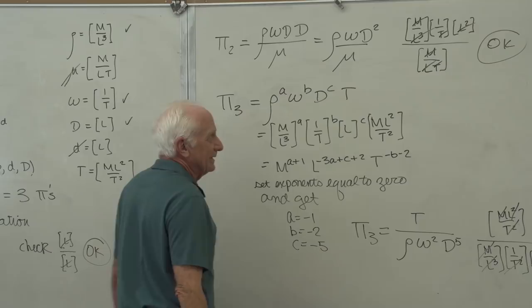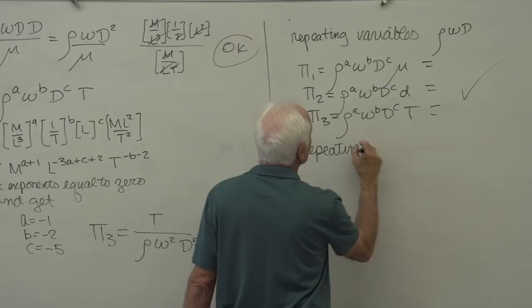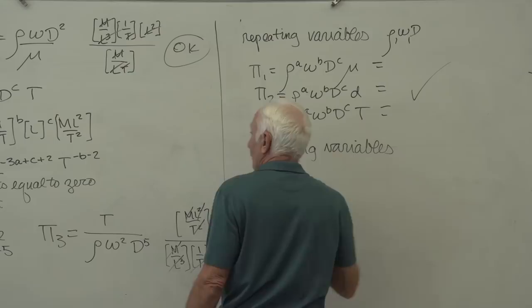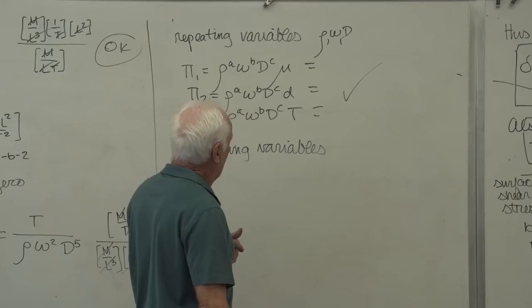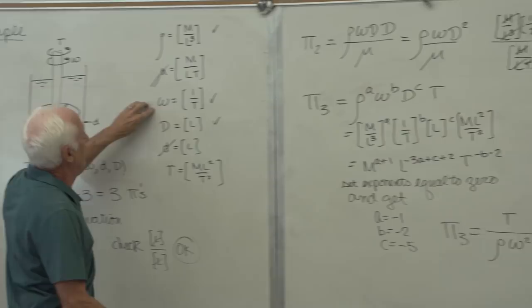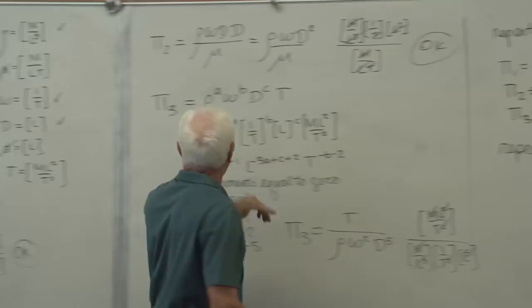You say, yeah, but you know what, I left the class, I talked to my friend Joe, and he got different pi parameters. I think Joe's wrong. No, I think Joe's right. He's okay. Don't worry about Joe. Worry about yourself, okay? Because I'm going to choose repeating variables now of rho, mu, and omega. Do I see mass once? Yeah, I do. Length once? Yes, I do. Time at least once? Yeah, I do.